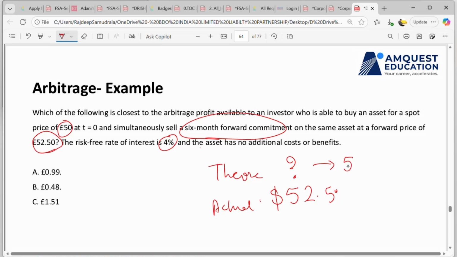As for my formula, 50 into 1 plus what is R? 4%. How much time? It is only 6 months. So I'll do raised to 6 by 12. Remember, you have to do raised to n. N is number of months. 12 by 12, 12 months. If it's only 6 months, 6 by 12.